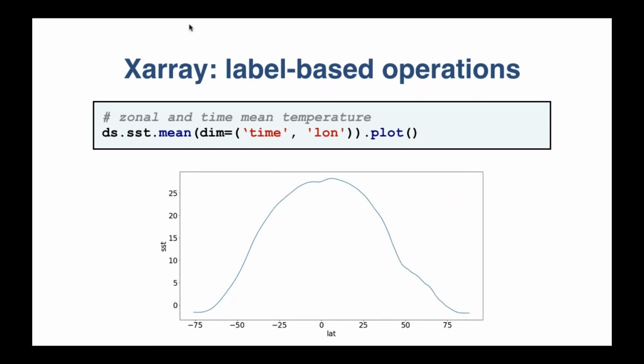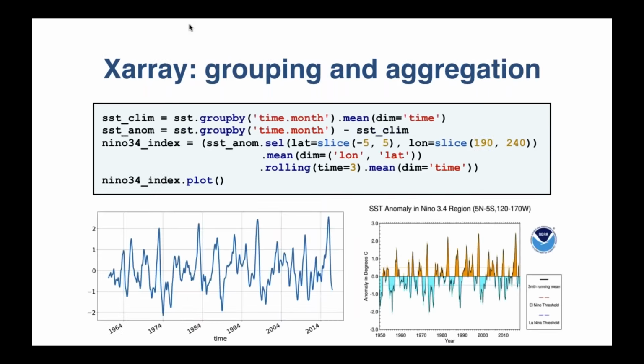So we can do more label-based stuff, like easily take a mean over this data in time and longitude and plot it, one-liner. And then in 4 lines, I can compute the Nino 3.4 index. So here I do some grouping by month to define a climatology. I then define an anomaly as the difference by that. Select the Nino 3.4 region. This is a region in the middle of the tropical Pacific that's used to measure the intensity of El Nino. So I average over this little piece of the globe, apply a rolling mean, and plot it. And I get the exact same thing as what's on the NOAA website.